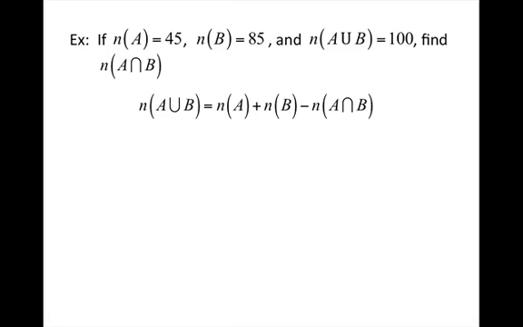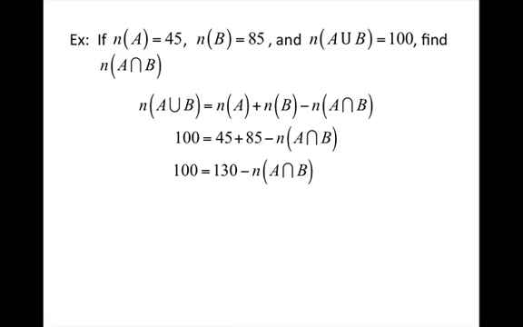The union contains 100 elements, so I start with 100 equals. Set A is 45. The number of elements in set B is 85. And then I'm subtracting the number of elements in the intersection. So treat this just like an algebra equation. You're going to add the 45 and the 85 and get 100 equals 130 minus the number in the intersection.